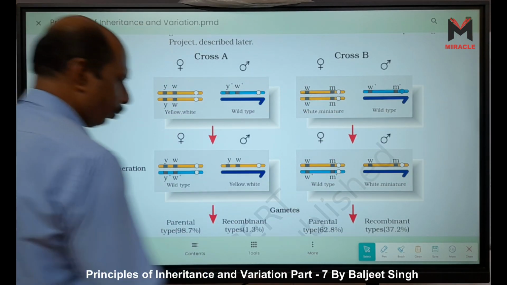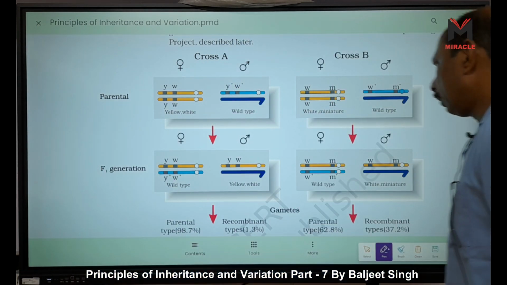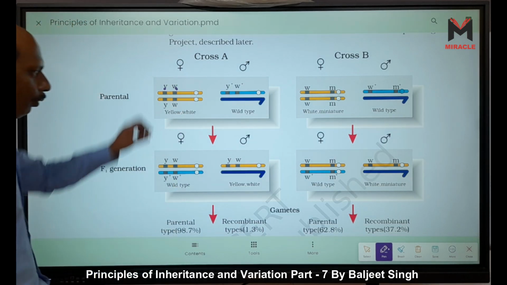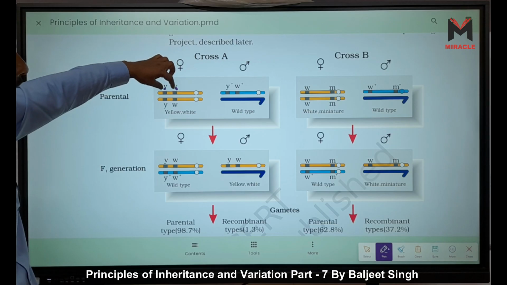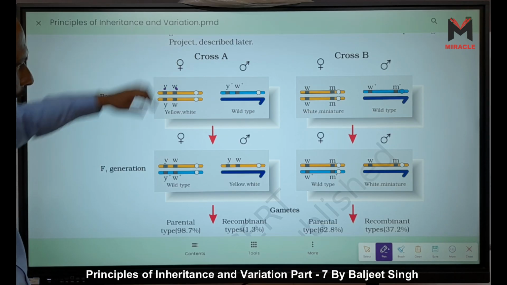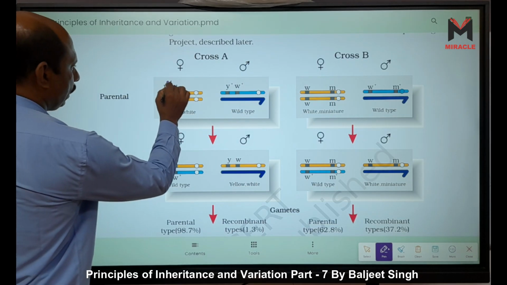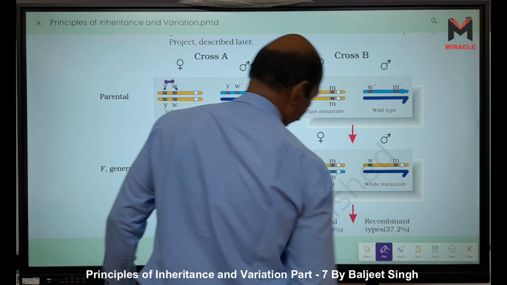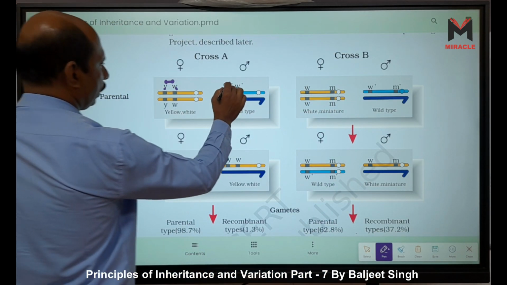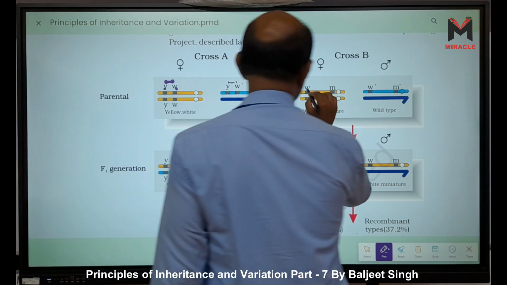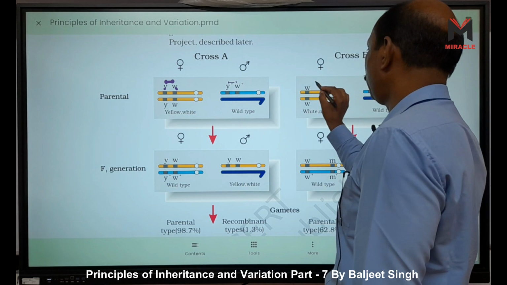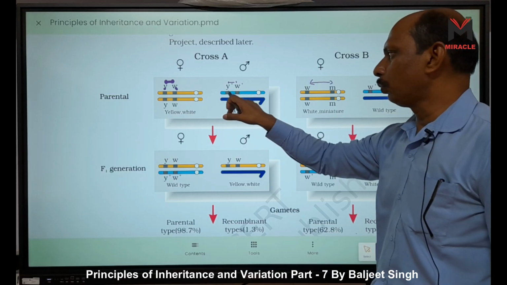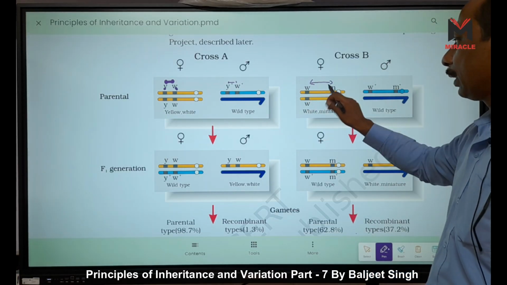Here you have to see something. You can see W and yellow, and W. W here means white-eyed. See the distance between these two; it is less. But when we see W and miniature wings, white-eyed and miniature wings, this distance is more. When we compare the distance between these two genes and between those two genes, we understand this distance is more.